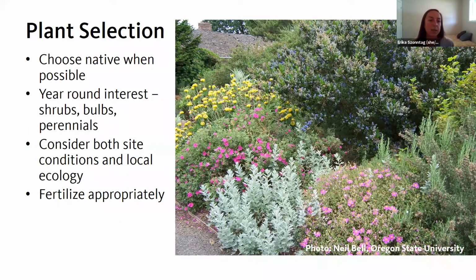And in addition to considering your site conditions, it's important to consider local ecology as well. A lot of these waterwise and native plants will support native wildlife as well, including pollinators. So you can really check a lot of boxes off with waterwise gardening.